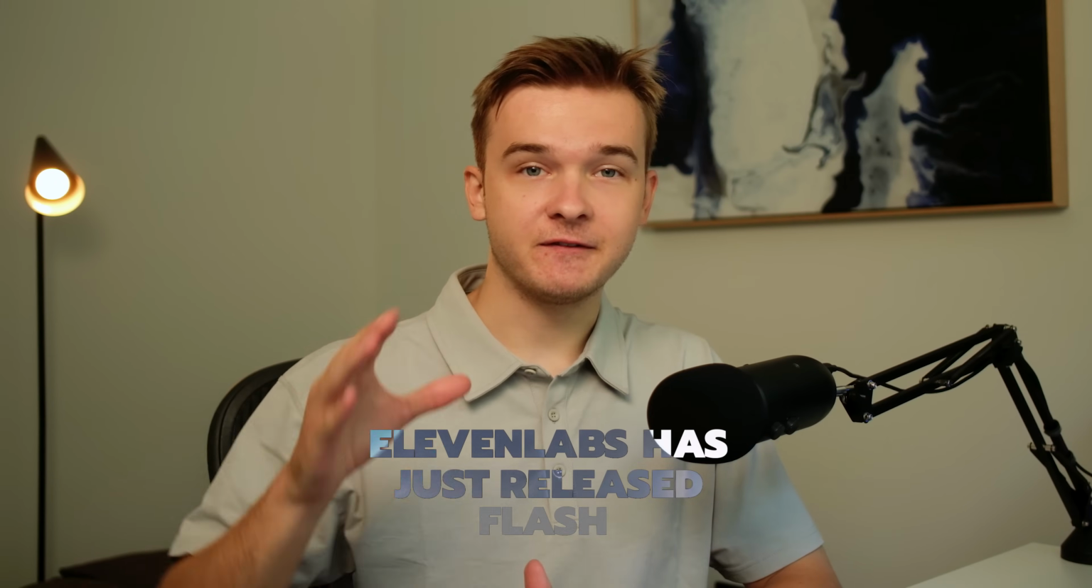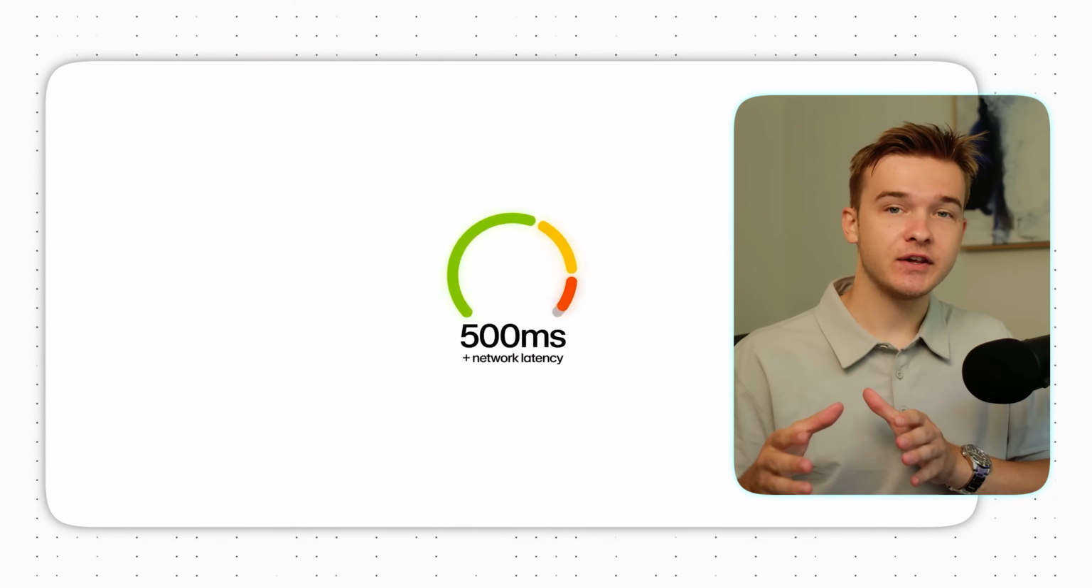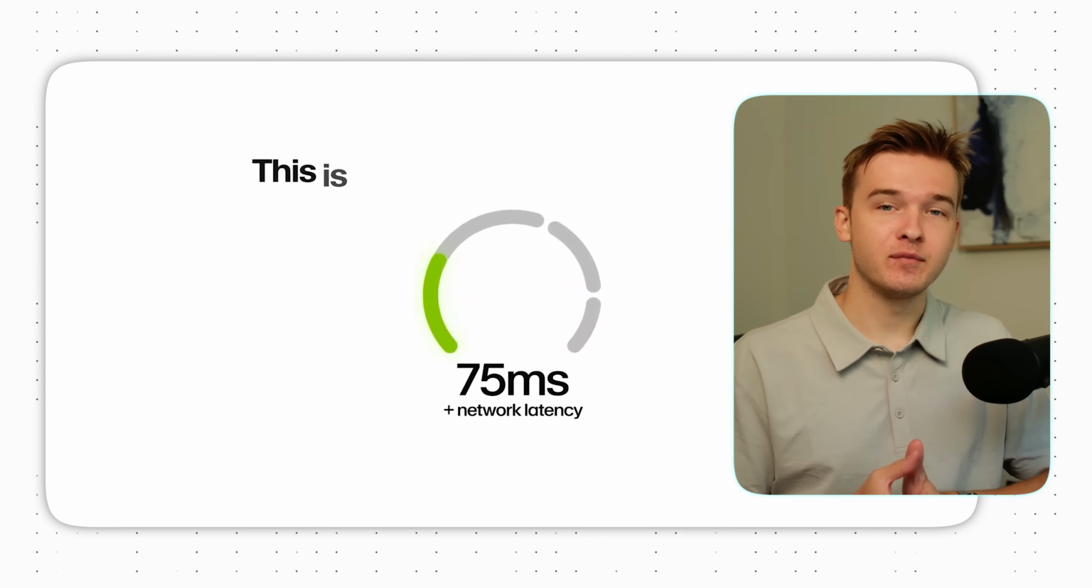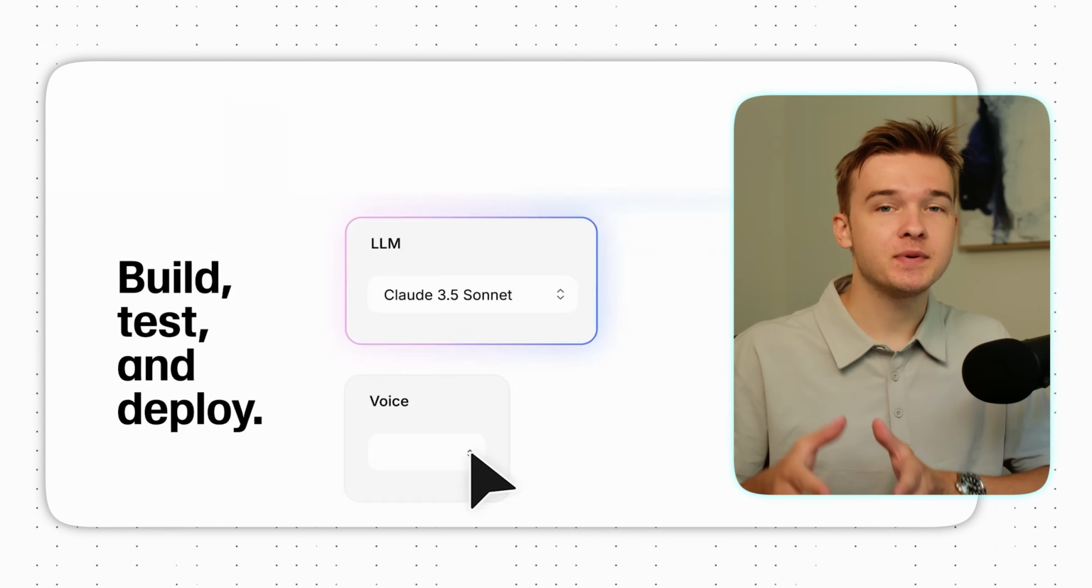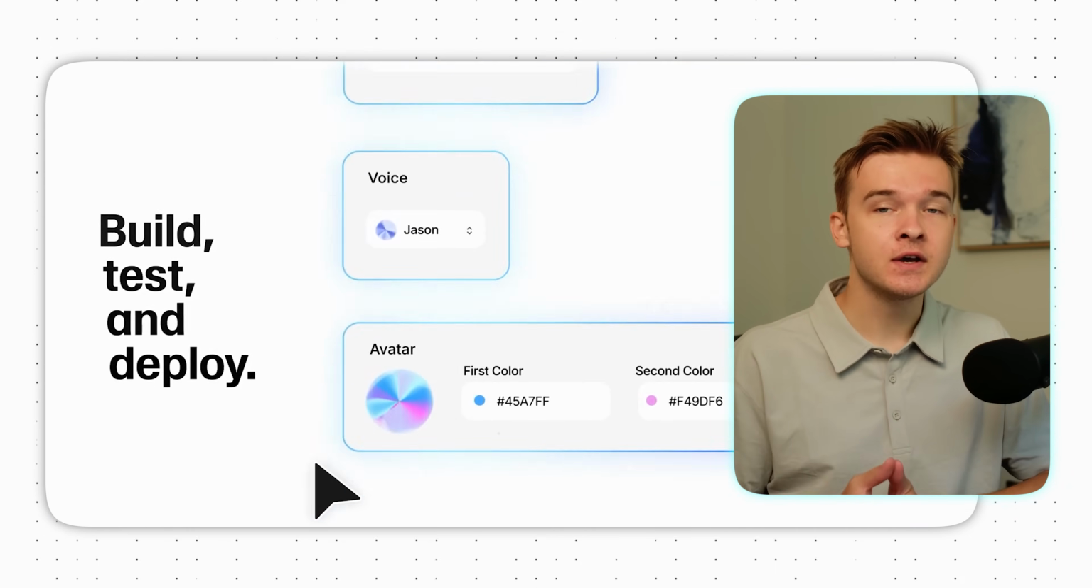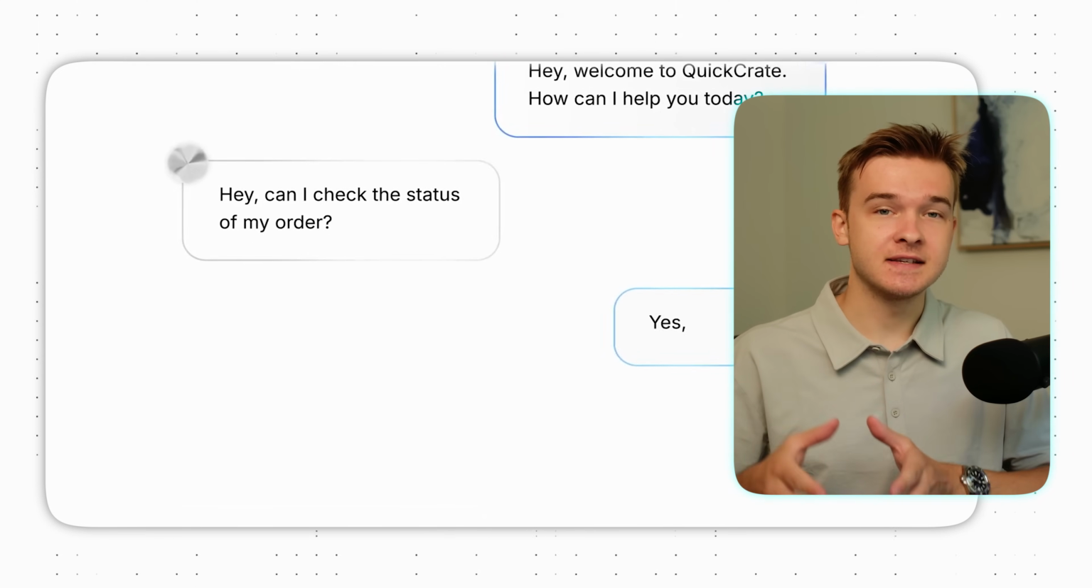ElevenLabs has just released Flash, the fastest and most capable AI voice model ever created. Generating human-like speech in under 75 milliseconds, this model has been purpose-built for conversational AI agents where we can receive real-time responses as quickly as possible.